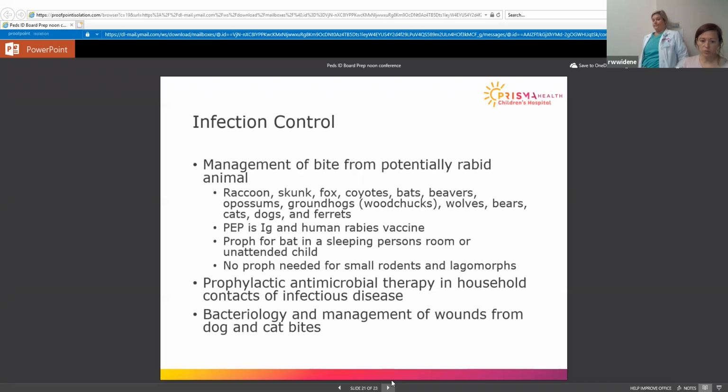Bacteriology and management of wounds from dog and cat bites. I feel like I teach this all the time. What do you get from a human bite? Yes, Eikenella. What do you get from a dog and cat bite? Pasteurella. And what does not cover Eikenella? Clindamycin. Do not use it. So Augmentin. I have had that as a question.